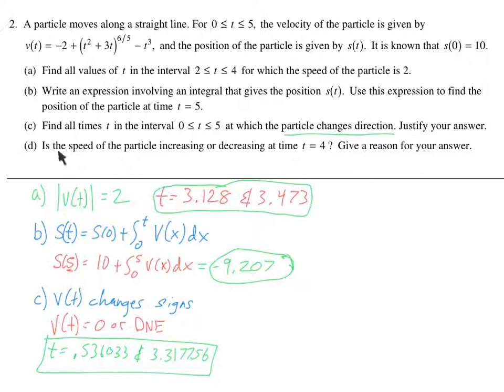Next problem, last one. Is the speed of the particle increasing or decreasing at t equals 4? Give reasons. So we're going to need to give reasons, so be careful. Now this is important. Speed, increasing, decreasing. Now, the FRQ scoring guidelines does it different than I do. Watch what I do. Speed. Isn't this speed?